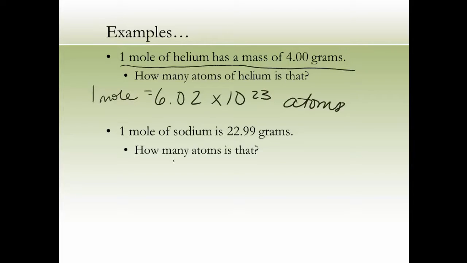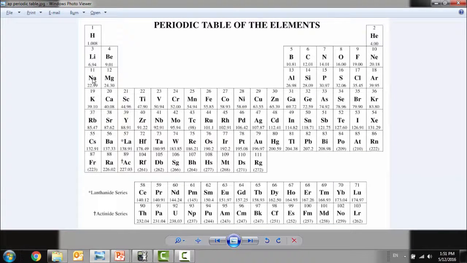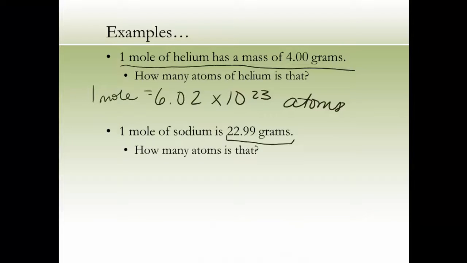Our next question: 1 mole of sodium is 22.99 grams. Again, where did that number come from? It's the same number as the average atomic mass of sodium. Sodium's average atomic mass is 22.99 AMU, but when you have 1 mole of it, it's 22.99 grams. How many atoms is that? Just think about how many moles it was. It was 1 mole, so it is 6.02 times 10 to the 23rd atoms.